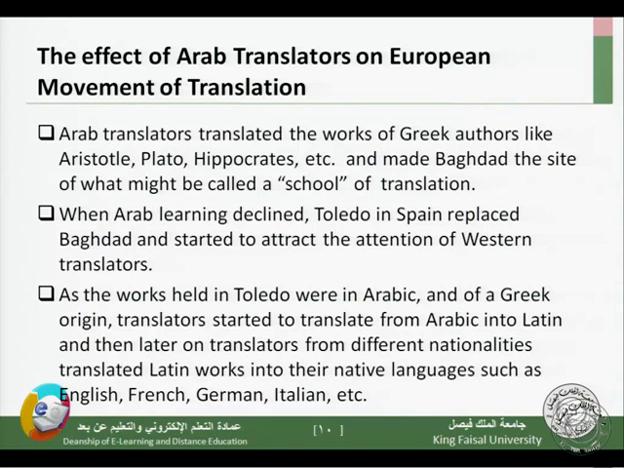So I hope you now have some idea about the importance of translation in Islam and the method of translation among Arab translators during the early days of Islam and during the Abbasid age, and then during the French invasion of Egypt, and then during Muhammad Ali's rule of Egypt, and so on and so forth.